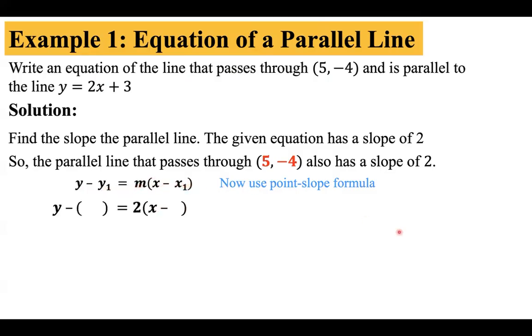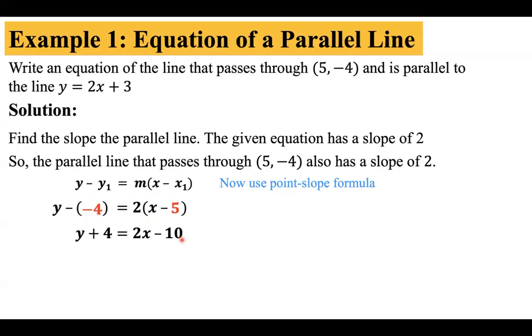Well, from here, we know that the slope is going to be 2 because it's parallel to this. It should have the same slope. Now, for x1, y1, my x value is 5, and the y value, y1, would be -4 in this case. We know that minus a negative makes a positive, so that turns into y plus 4. And then over here, I can distribute the 2. 2 times x is 2x, and 2 times -5 is -10.